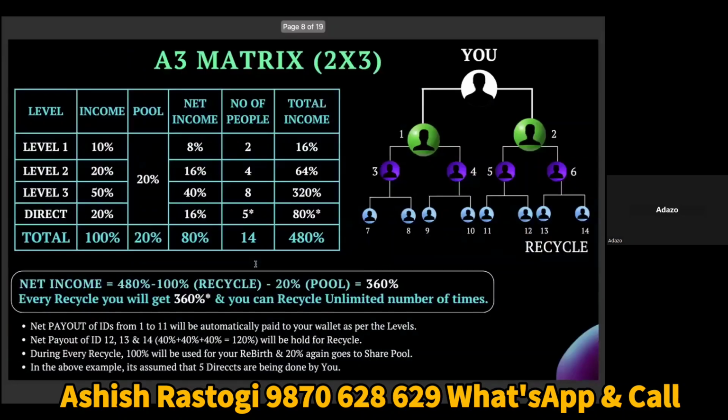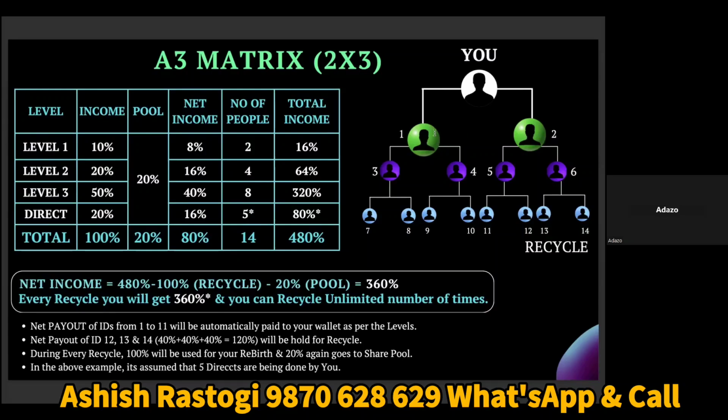Now, talking about A3 is pretty simple. We have only three levels: 1, 2, and 3. The percentage of allocation is 10% in level 1, 20% in level 2, and 50% in level 3. That makes 50 plus 20, 70, plus 10, 80%. And another 20% is paid to the direct referral. That means if you refer somebody and that person comes in your first level, then you get 10% for the level plus 20% for the direct.